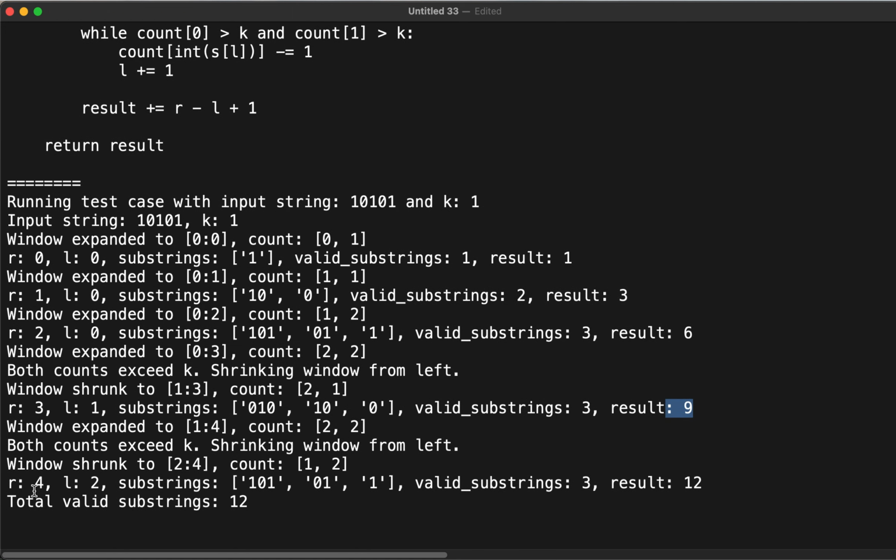Continuing like that until R reaches the end, you will accumulate up to 12 substrings, and that's the answer on the LeetCode website.